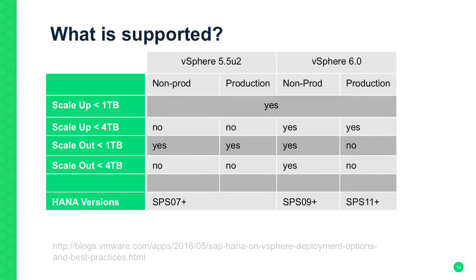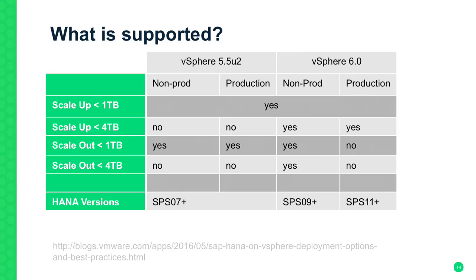But if you look at what is supported on the different versions of vSphere, you can see that scale up to 1 terabyte is supported on vSphere 5.5 Update 2 and vSphere 6.0, even for non-production and production environments. Then, if you look at other configurations like scale up to 4 terabyte, vSphere 6.0 is certified for non-production and production environments.